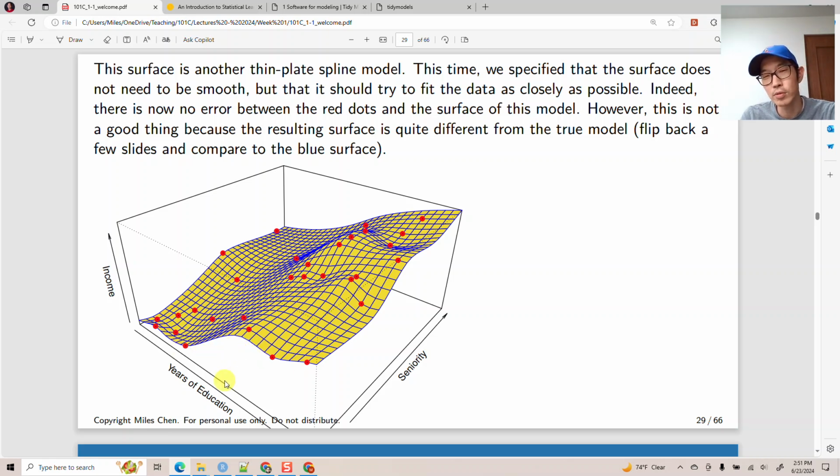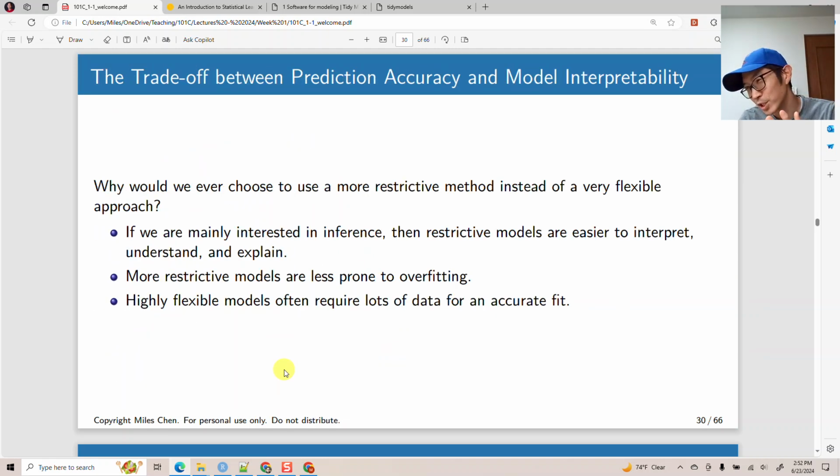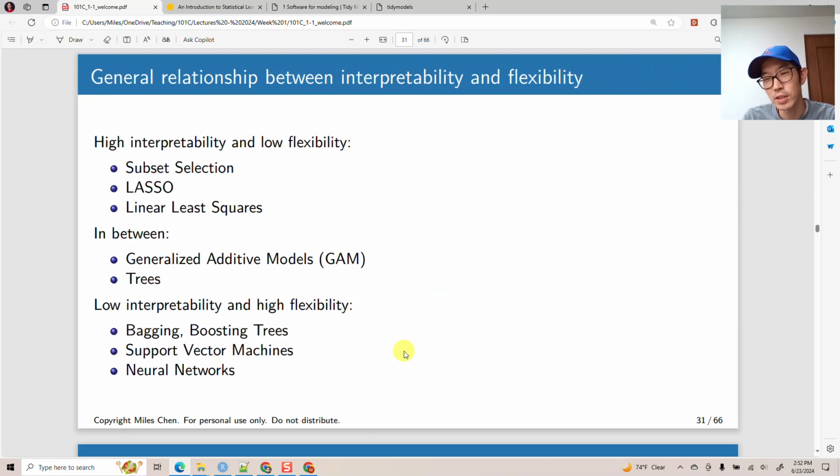If you wanted a really accurate fit, you need lots of data, so that you don't have the situation where one individual who had 12 years of education brings it up, and one individual who had 14 years of education brings it down. But you'd have multiple people with 12 years of education, multiple people with 14 years of education, and you'd see overall the relationship is smoother. So these highly flexible models often require a lot of data to get something accurate.